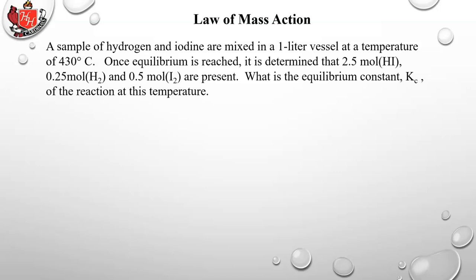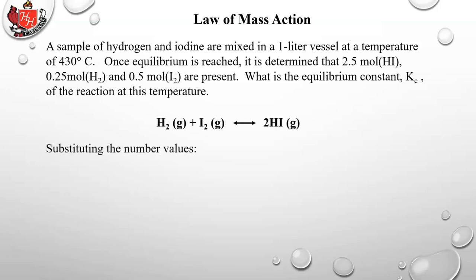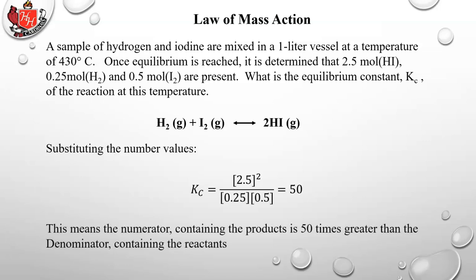So here's the same question. We substitute in the values, 2.5 for HI, 0.25 for H2, and 0.5 for I2, and you do the math and you get 50. So the equilibrium constant is 50. This means that the numerator containing the products is 50 times greater, roughly speaking, than the denominator containing reactants. It just means the product on the top is 50 times greater than the denominator.